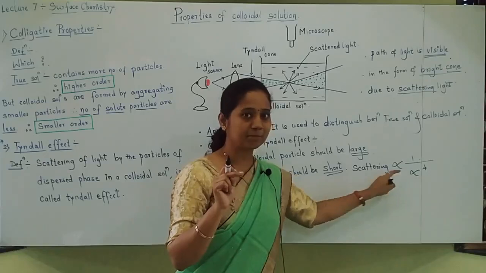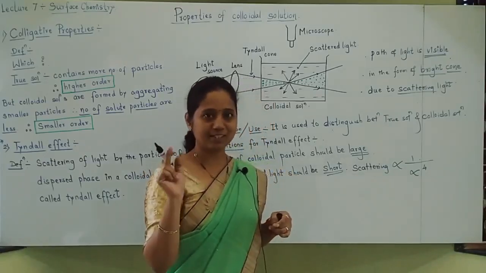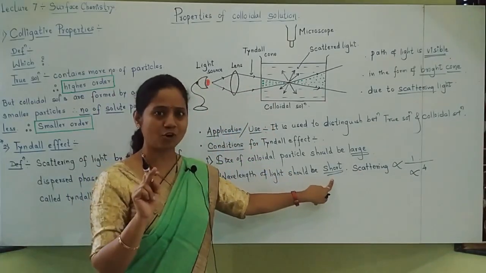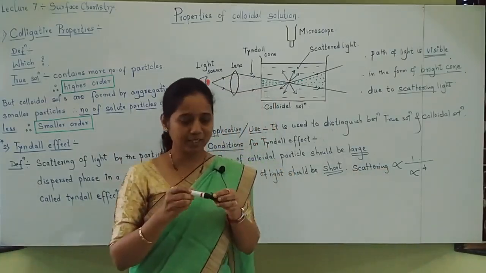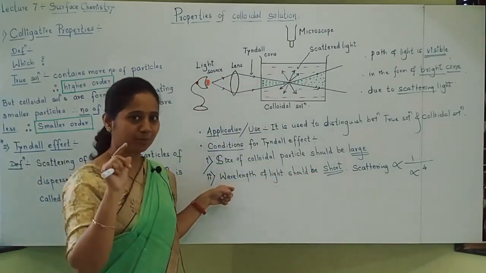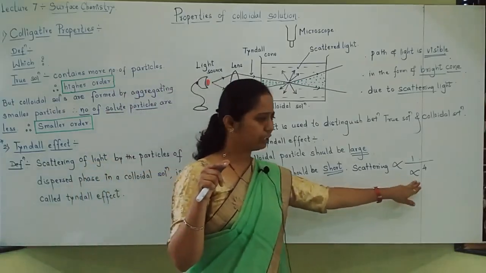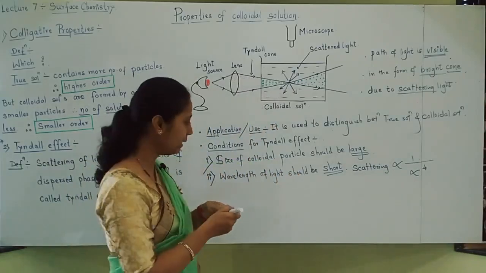The shorter the wavelength, the more scattering, and more scattering means more Tyndall effect. Understanding? So the Tyndall effect condition is that wavelength of light should be short, because scattering depends on wavelength in an inverse way. Okay, so the second point is also understood, student. Shorter the wavelength, more scattering, more Tyndall effect.